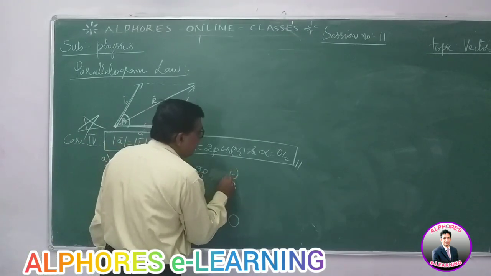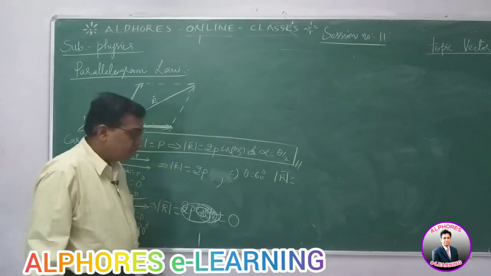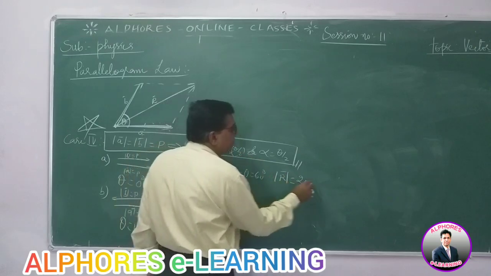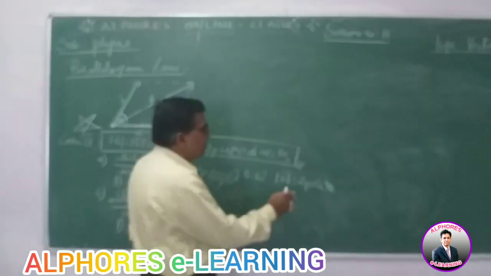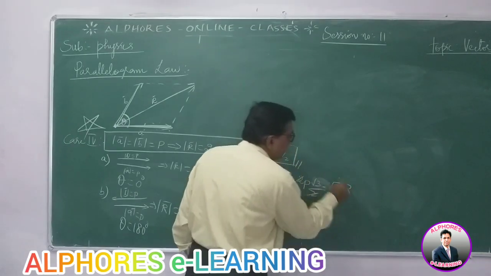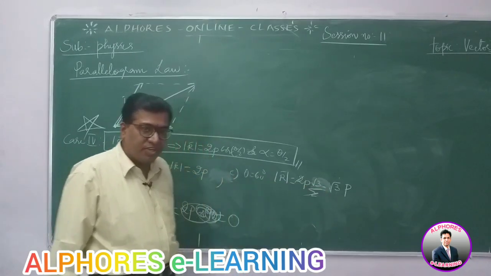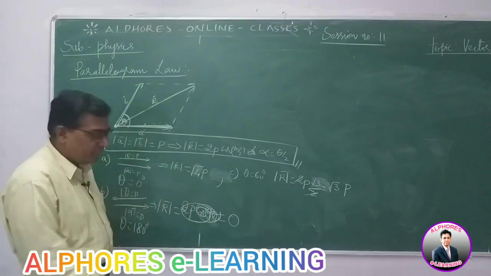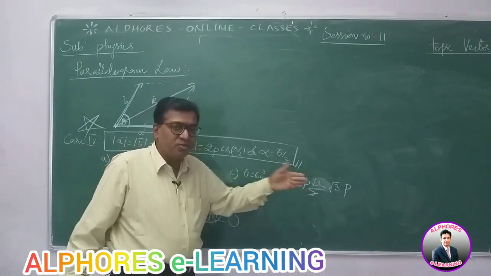Well, third case. Suppose theta is 60 degrees, then what would be the resultant, mod R? 2P cos of 60 by 2, which is cos 30. We know the value is root 3 by 2, and you get root 3P. When both are in the same direction, it is 2P. When the angle is 60 degrees, it is root 3P. You can write this 2P as root 4P. When the angle is 0, root 4P. When the angle is 60, it is root 3P.